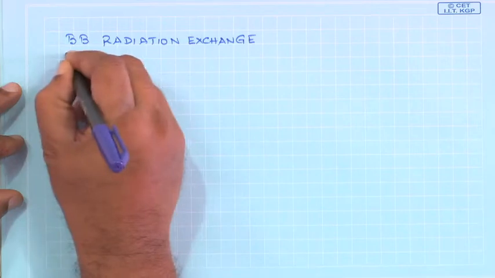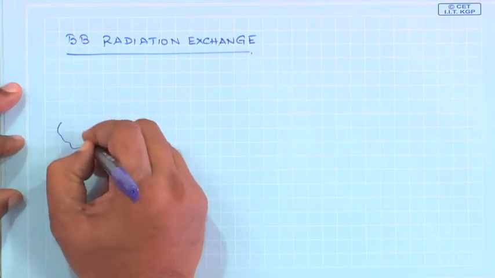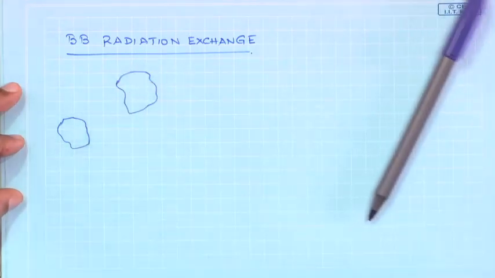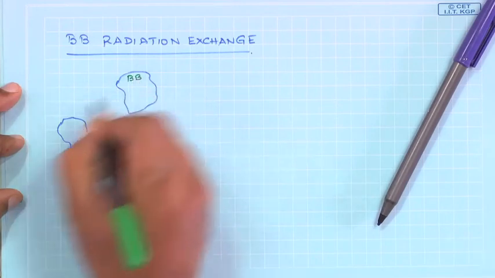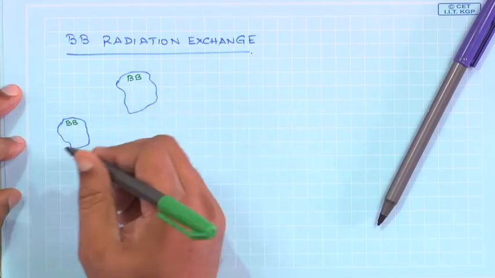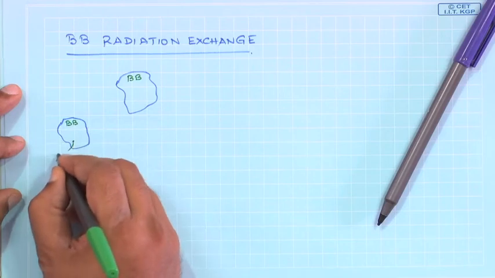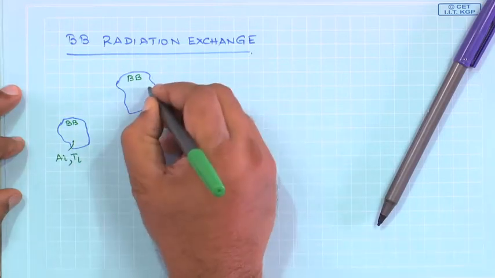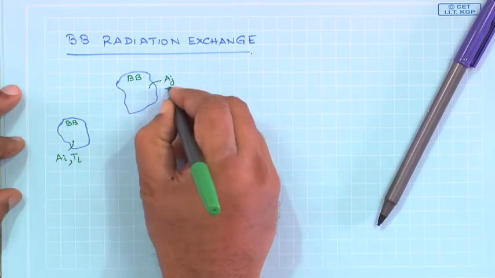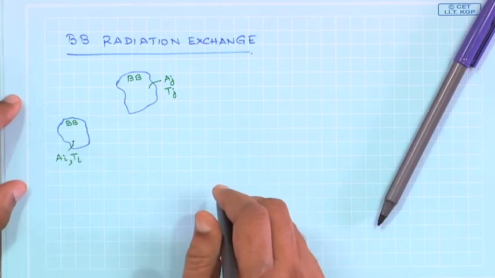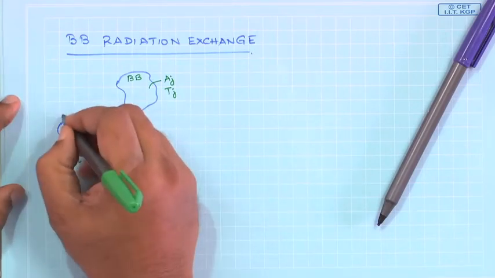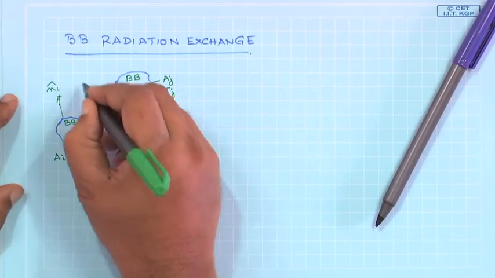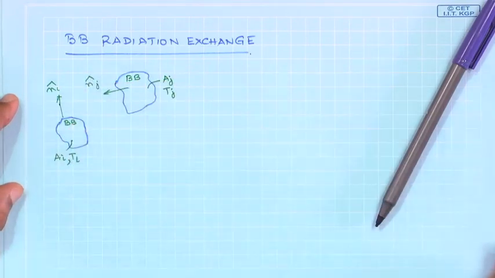What is blackbody radiation exchange? Let us say I have two blackbodies. This has an area Ai at a temperature of Ti. This has an area Aj which has a temperature of Tj. Let us say this is the area vector, and the area vector here is Nj, it does not matter whatever be the area vector.